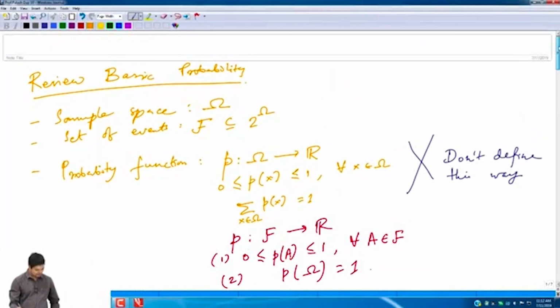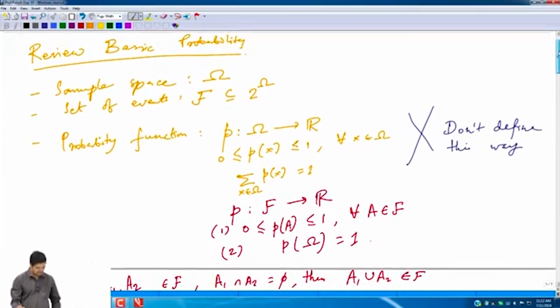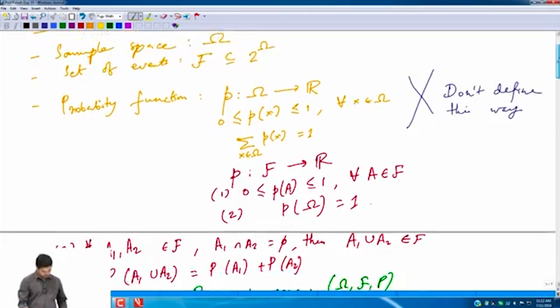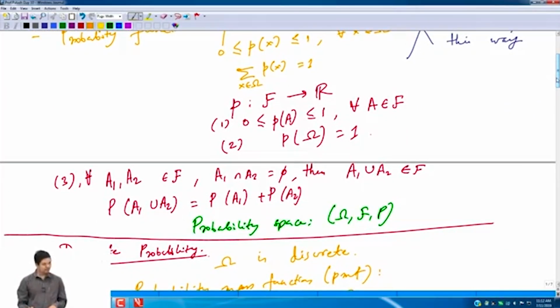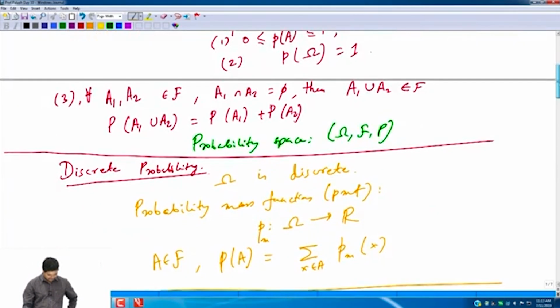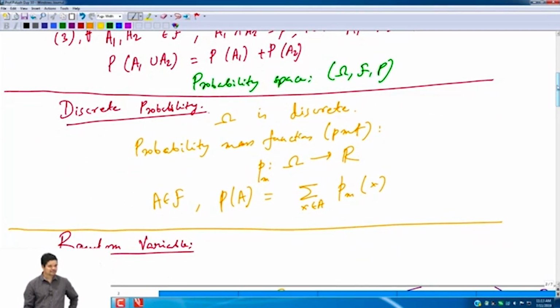So we defined our basic probability space, which consists of omega, the sample space, F, the set of all events, and P, a probability function defined on the set of all events. And then we call our probability space discrete when omega is a discrete set, that means either a finite set or a countably infinite set.